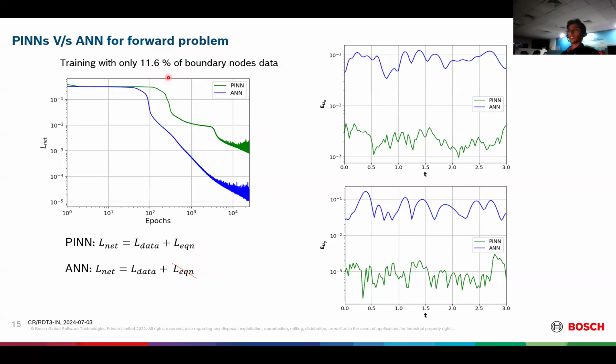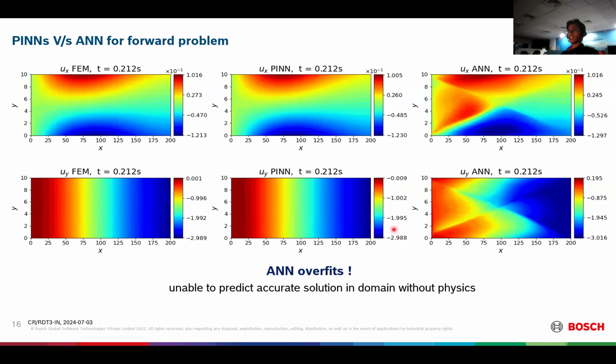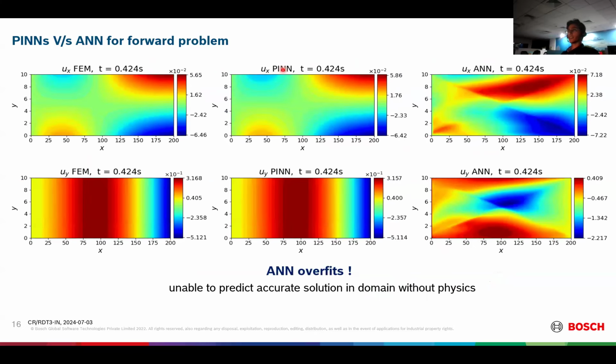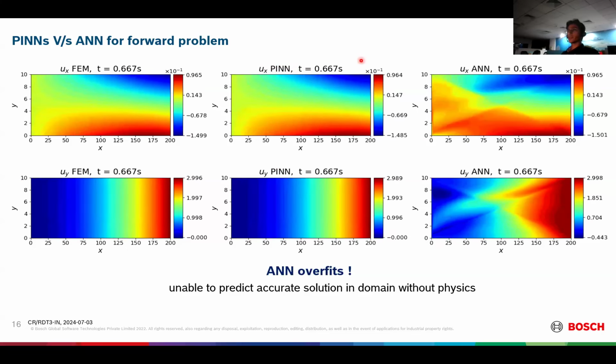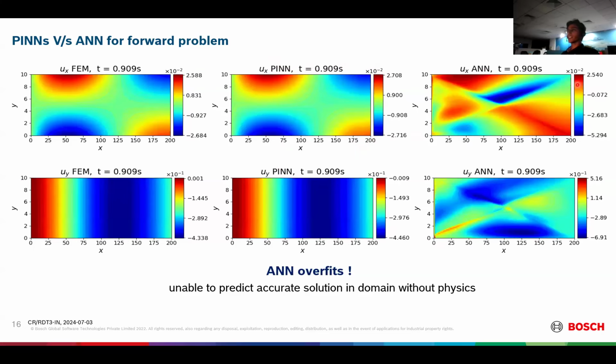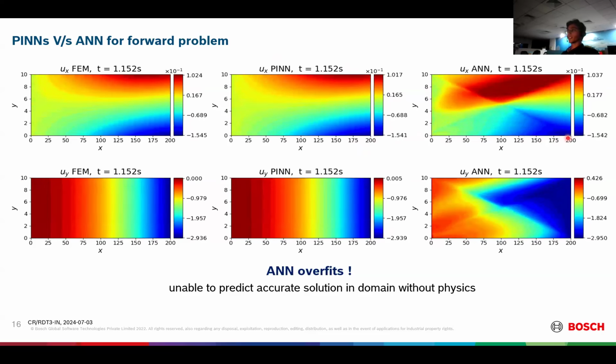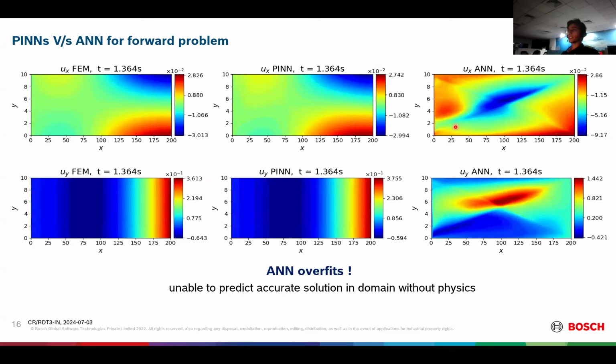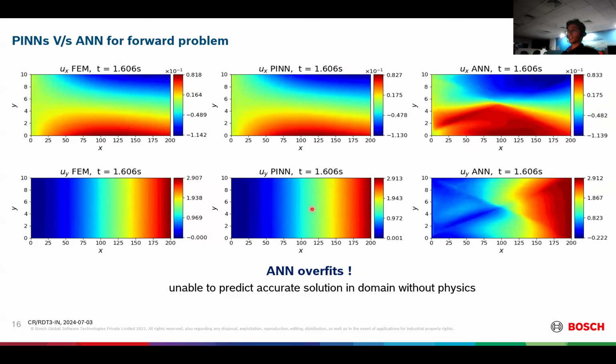We can see the loss over the iterations for the ANN and the PINN. On the right-hand side, once the model is trained, we can see the error in the x and y displacements, and the PINN is performing better. It's way better, about two orders of magnitude smaller in terms of error. In this movie, we can see the prediction quality of the ANN and the PINN. With just boundary data, the PINN is able to predict the solution, but the ANN is overfitting. So we can conclude that the ANN won't be able to predict without interior data, but the PINN still works.